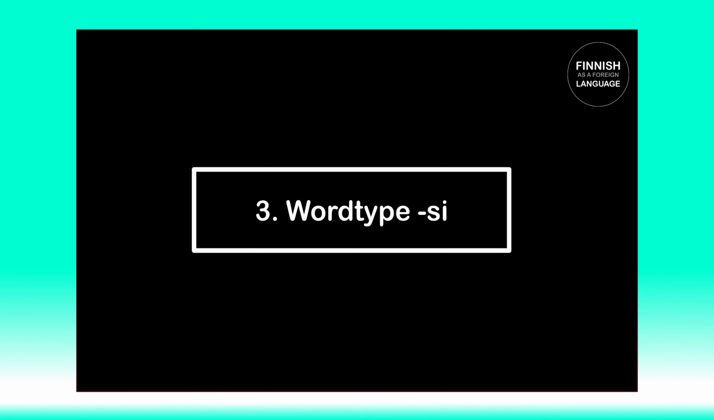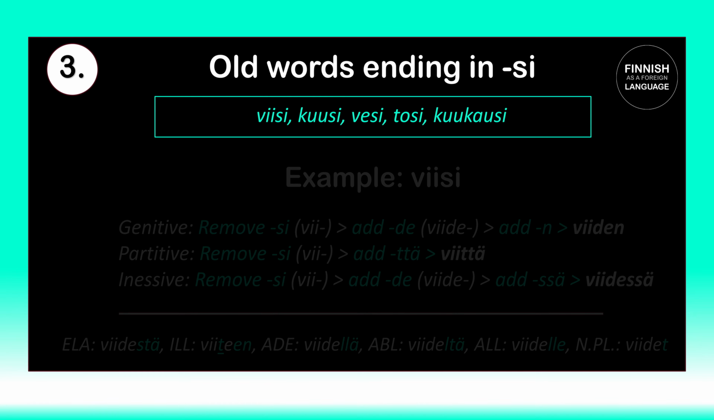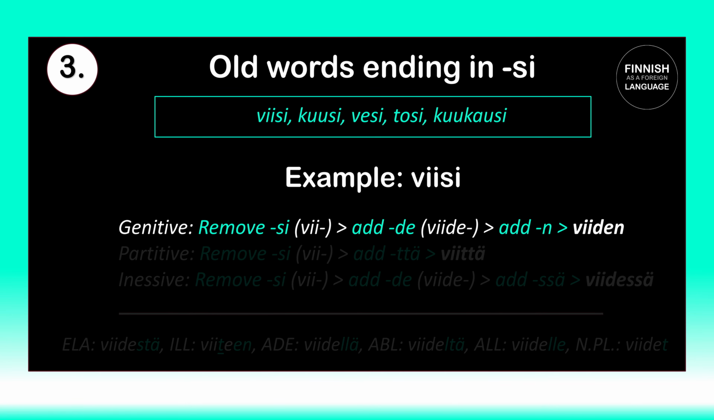Next topic is about words ending in si. Such words are, for example, viisi, which means 5, kuusi, which means 6, for example, vesi means water, tosi means really or very, and kuukausi, which means month. Let's take a look at one example. Viisi.